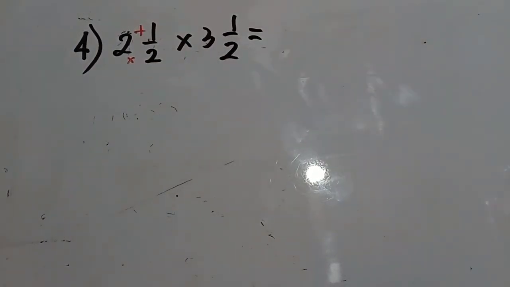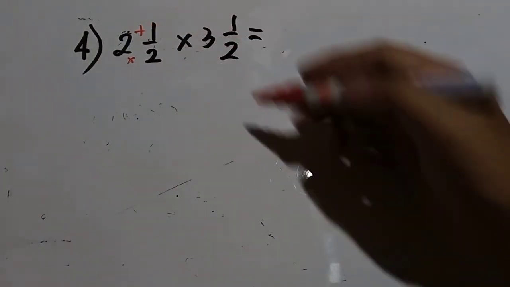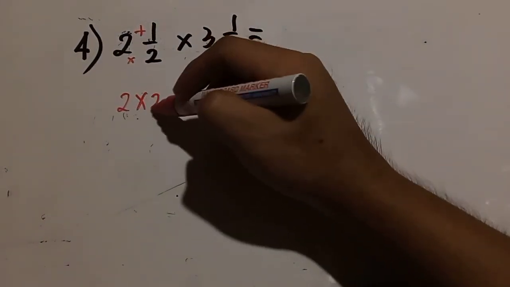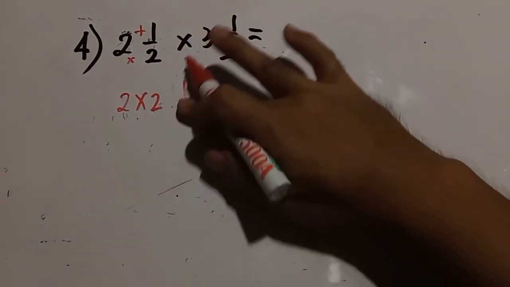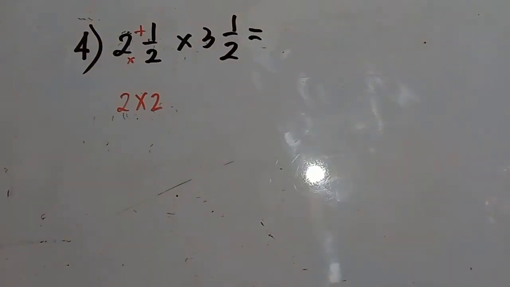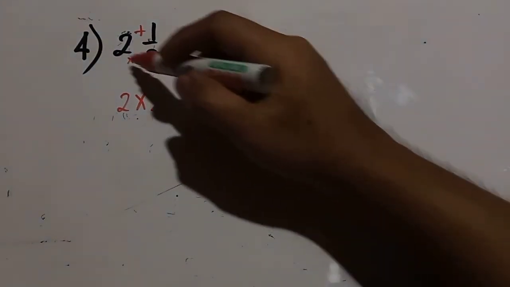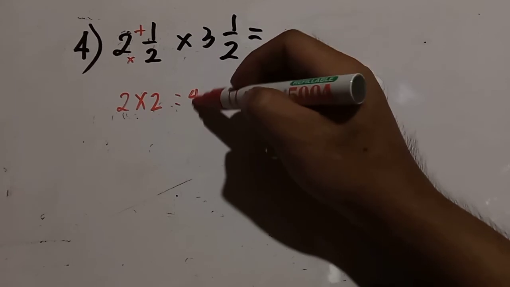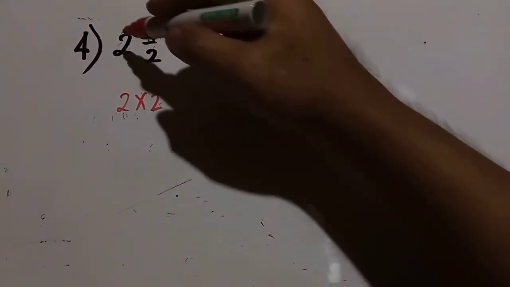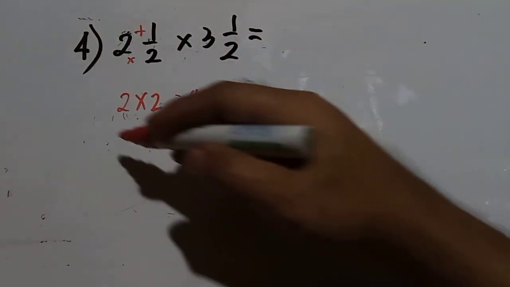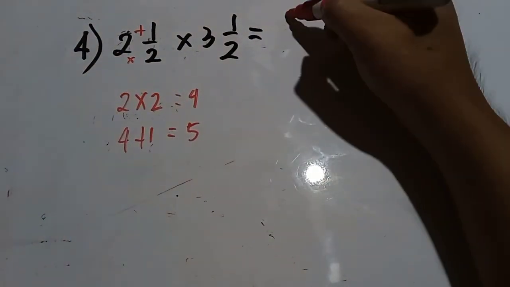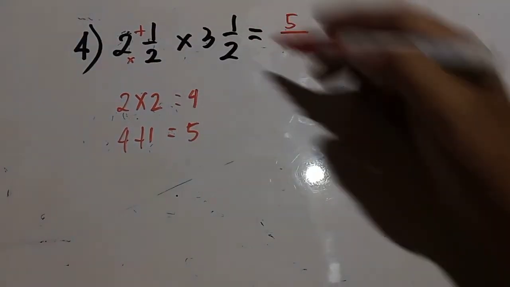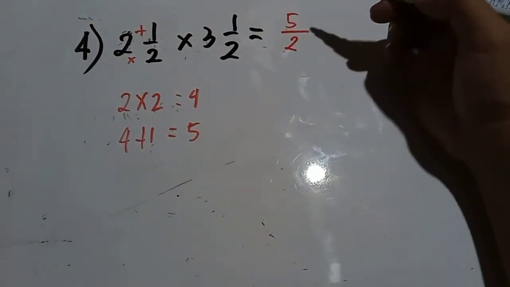Alright, so for example, 2 times 2, we have 4. 4 plus 1. Para mas maintindihan nyo, isa-isahin natin. So 2 times 2 equals 4. Then, i-add natin dito sa itaas ang ating sagot. So 4 plus 1, that is 5. So, ibig sabihin, 5 over, what is our denominator? Copy natin ang denominator, 2.